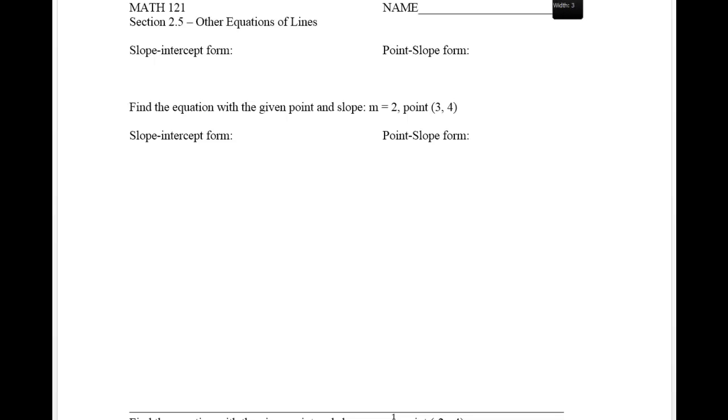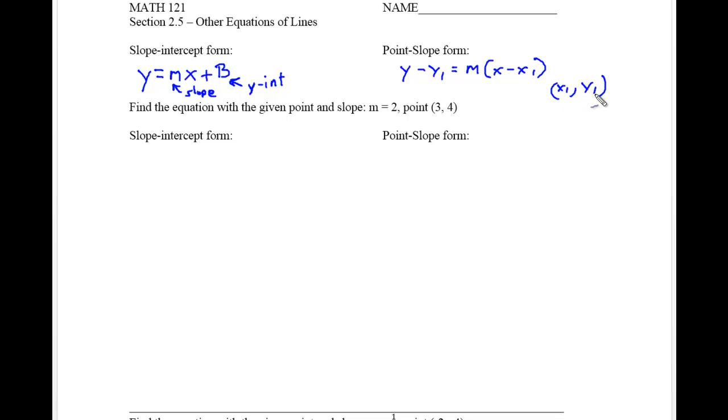Okay, so we're going to start off with the slope-intercept form, which is y equals mx plus b. And m stands for the slope, and b stands for the y-intercept, or where the line crosses the y-axis on the coordinate plane. The point-slope form is y minus y sub 1 is equal to m times the quantity of x minus x sub 1, where x sub 1, y sub 1 is a point on the line.